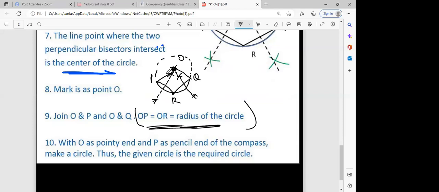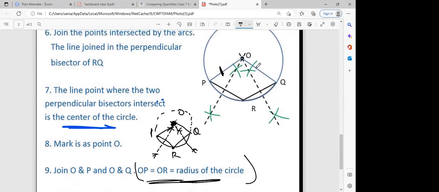Now this, your OP and OR, they are the radius, right? This is the center. These are the radius. This and this. Right? This one and this one. Yes?